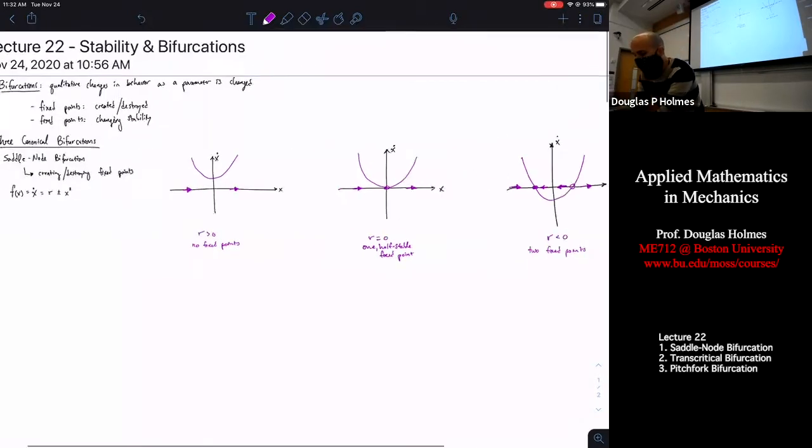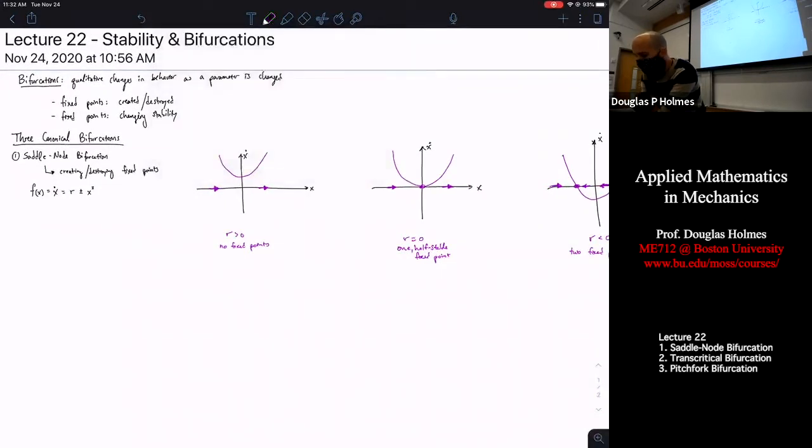Oftentimes, we don't plot bifurcation diagrams like this. Since r is really our independent parameter in this problem, the thing we're changing, what you often see people do is plot r on the x-axis, x on the y-axis, and then once we hit 0, let's say green is stable, red is unstable. We have a stable fixed point when r is negative, and an unstable pathway, I should say, when r is positive.